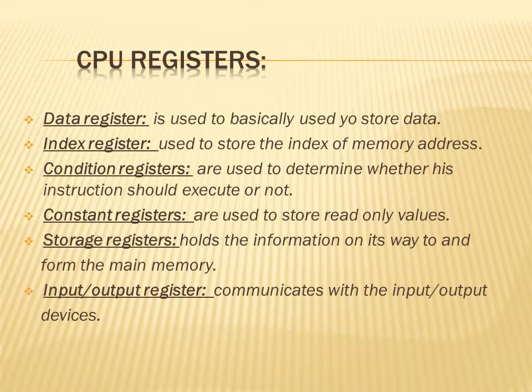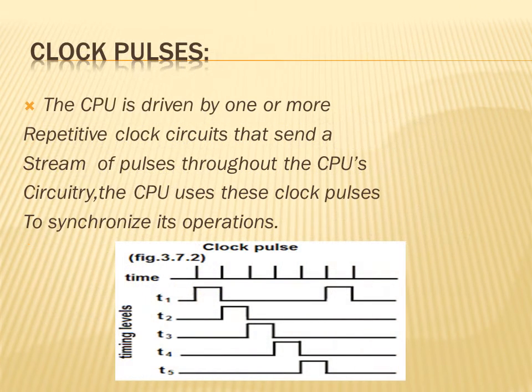So here we are going to discuss the CPU registers. There are so many options and points. Data register is used to store data. So here the clock pulses. The CPU is driven by one or more repetitive clock circuits that send a stream of pulses throughout the CPU's circuitry.